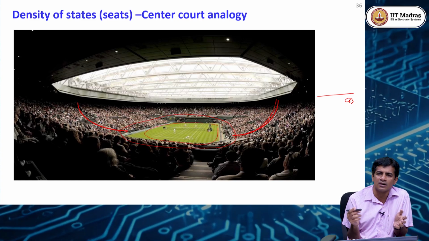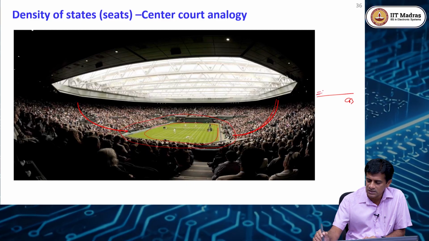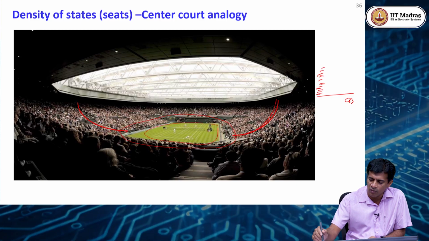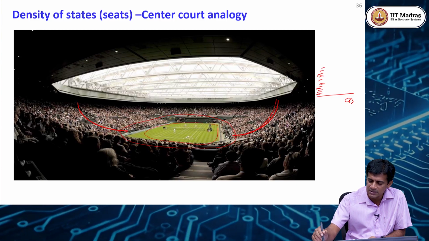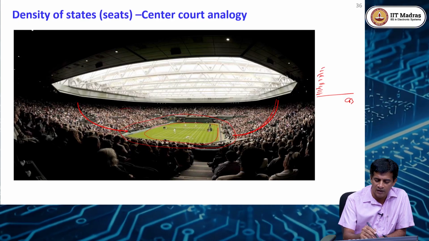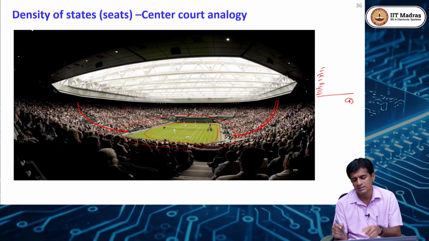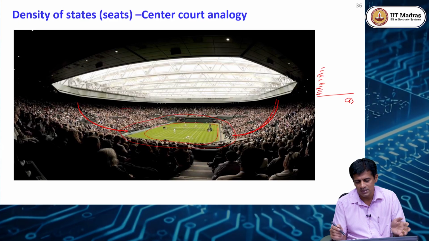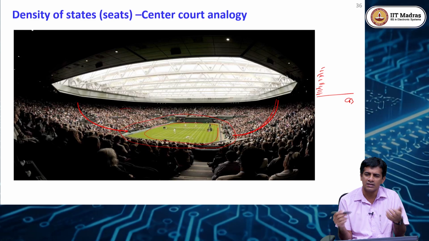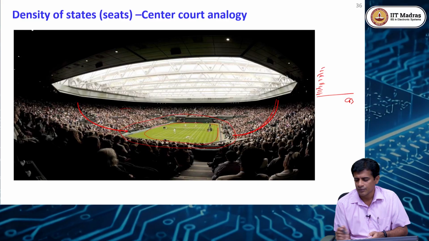It is very similar to what is there in the conduction band. Close to the bottom of the conduction band there are some seats, then away from the bottom there are other seats. Then the question is, what is the density of seats? How many seats are closer to the court, and how many are away from the court? Once you know those numbers, we can multiply by how many seats there are. Then the question is whether all the seats are taken or not. That's how you can calculate the number of spectators at any time inside the stadium.